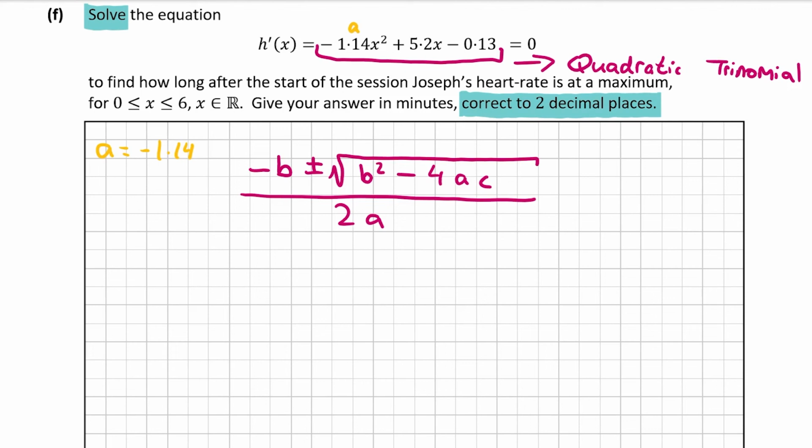b is the coefficient of x, or in other words the number before x, which in our case is 5.2. And finally, c is the number without any x term, which is minus 0.13. Now let's pop our a, b, and c into the formula.